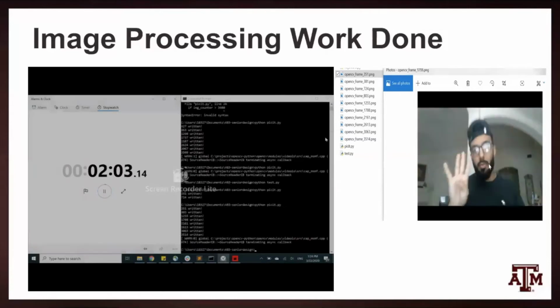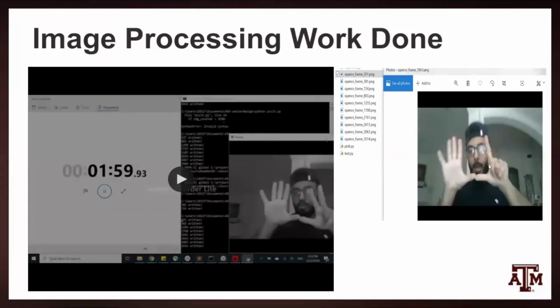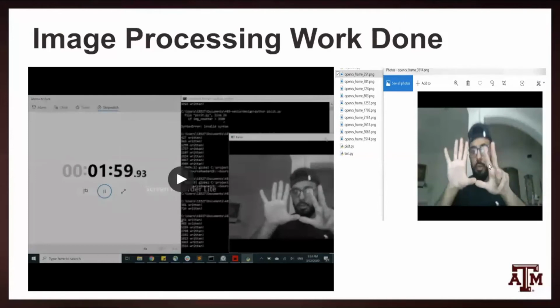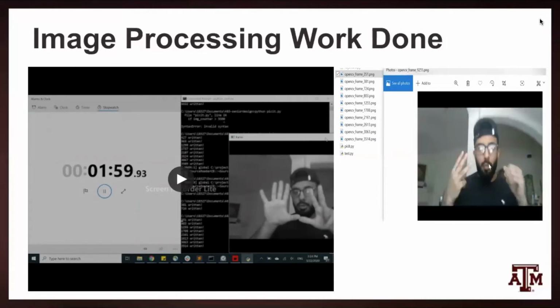And as you can see in the video, I have 8 pictures here, and then on the right side is just me going through all the 8 pictures, and that's about it. That's my progress here for image processing.